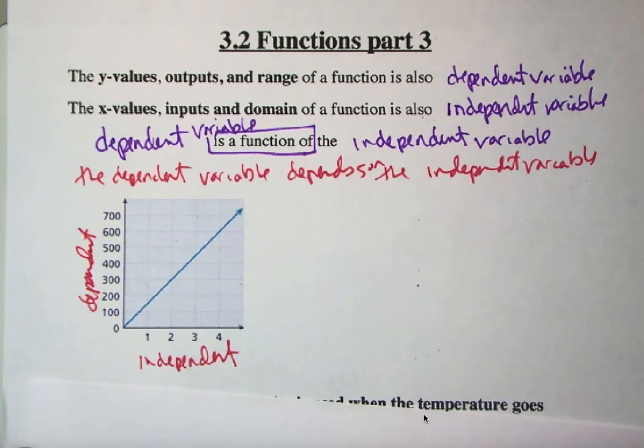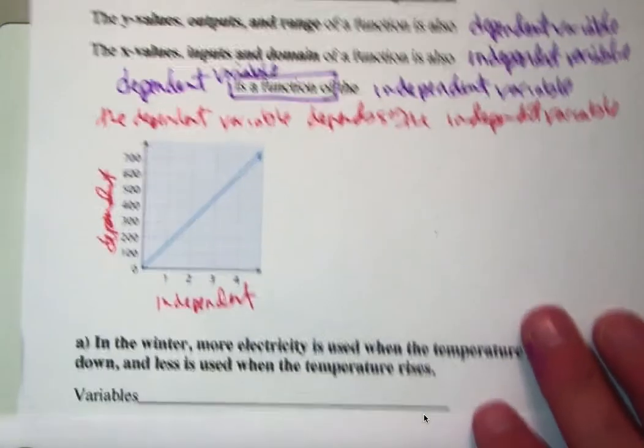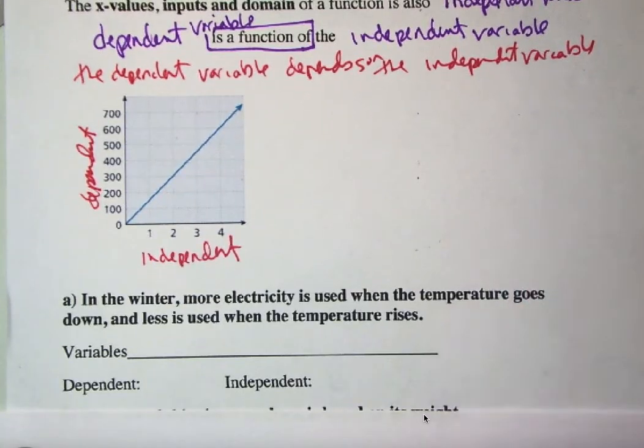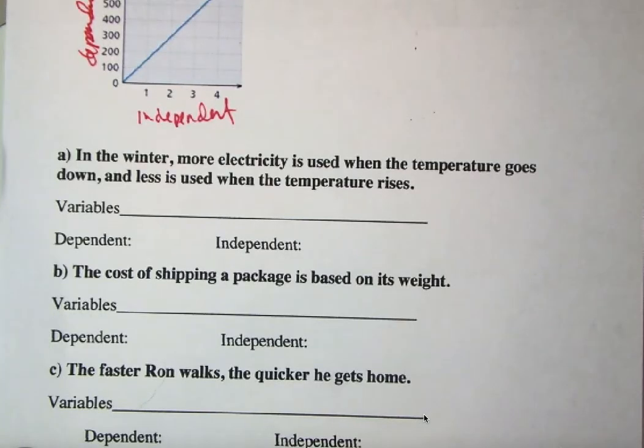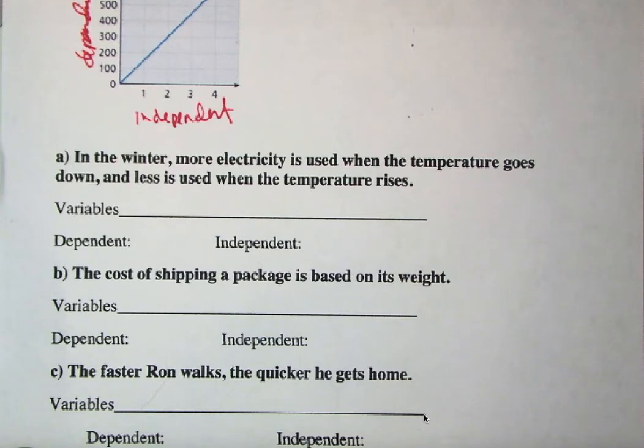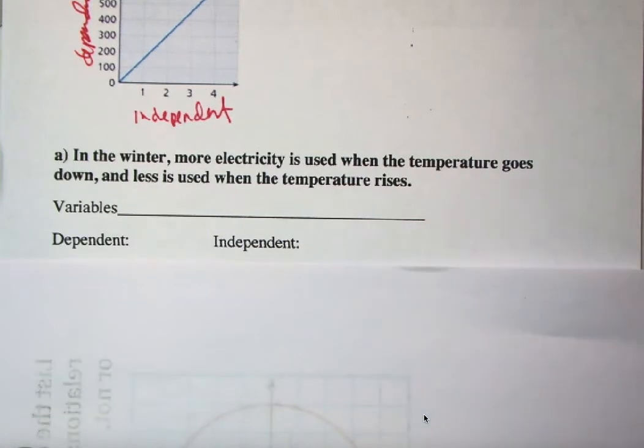So I'm just trying to get you to see it a couple different ways. Maybe I gave this handout out. I don't remember. Okay. So there's our last 3 problems, and then we'll be done with this video. What we're going to be asked to do is identify the variables in a word problem and think about which one depends on the other. So let's read it together. In the winter, more electricity is used when the temperature goes down, and less is used when the temperature rises.